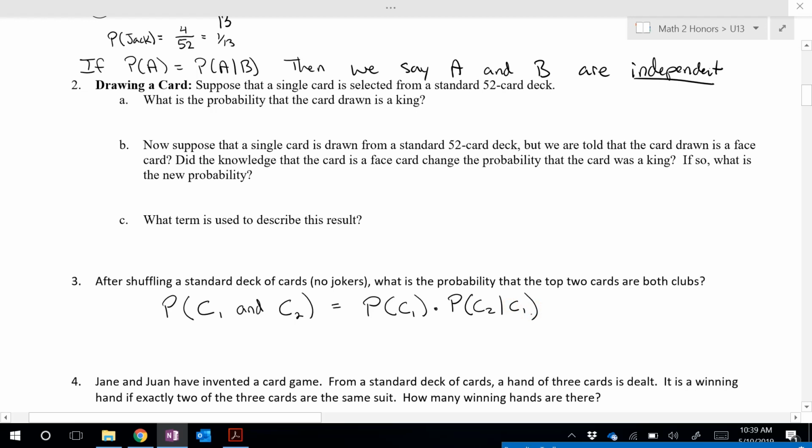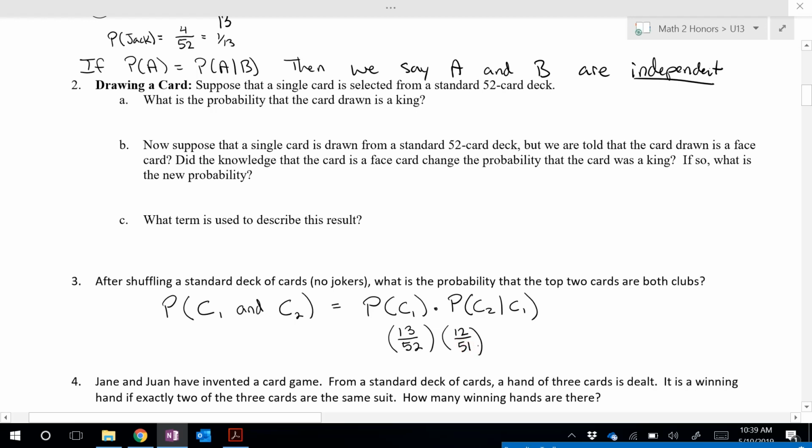All right. So let's try this. What's the probability that the first one I pick is a club? There's 13 clubs out of 52. No jokers. Now, what's the probability that the second one's a club, given that I already picked up a club? There's 12 clubs left because I already picked one up, out of 51.